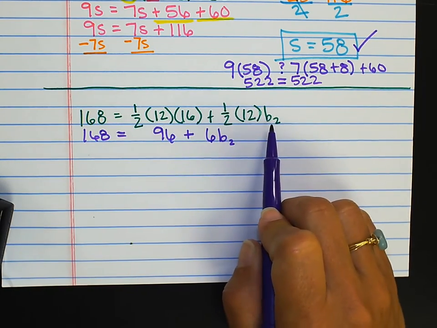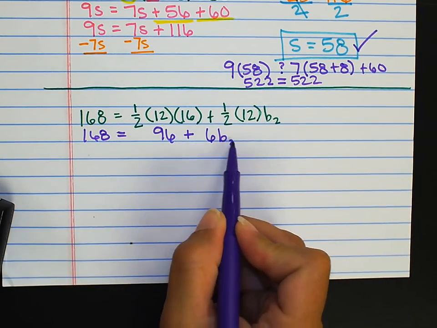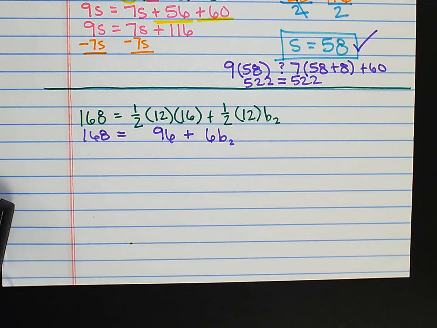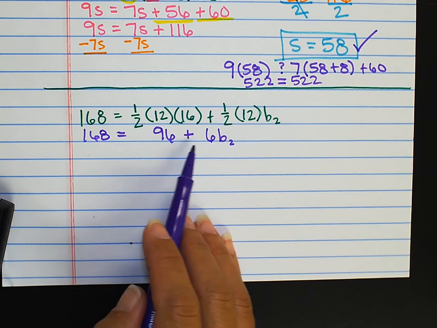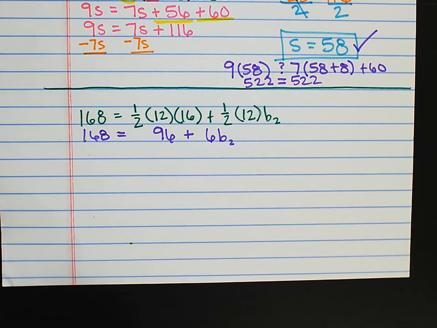They're just labeling that that's the second base. 16 was the first base. We're solving for the second base. We will be doing absolutely nothing with that 2. It is just a label. Okay? So I have 168 equals 96 plus 6b2. Now I have it completely simplified, so I'm going to get b by itself.